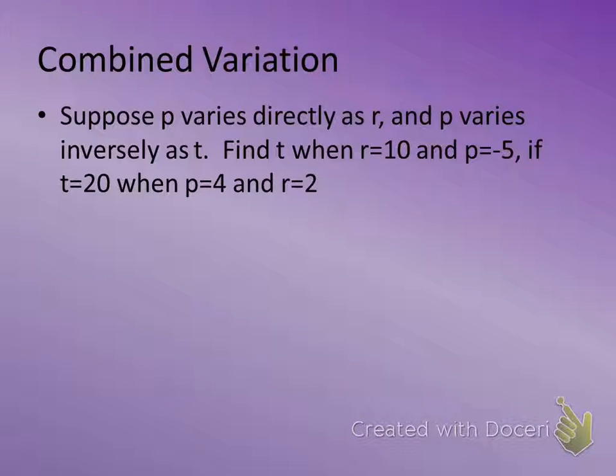So last one for the day here, or for this video. Suppose p varies directly as r and varies inversely as t. Find t when r equals 10, p equals -5, if t equals 20 when p equals 4 and r equals 2.